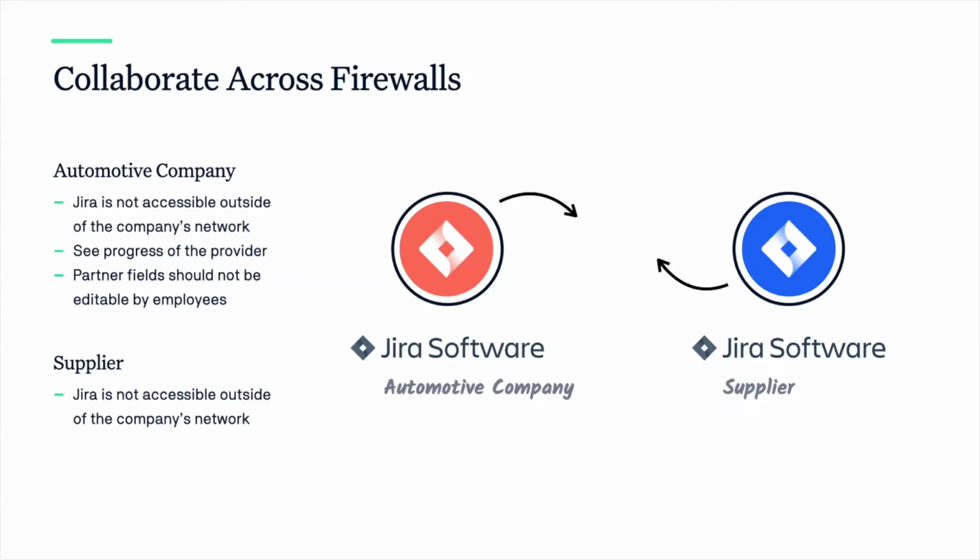The automotive company still wants to see the progress of the provider. Obviously, they want to have the automated synchronization there. And also, in order to maintain data integrity, this automotive company wanted to make sure that the partner fields, the fields with information from the partner, should not be editable by their own employees, so that no one makes accidental or intentional changes to the data supplied by the supplier. So how did they solve that use case?